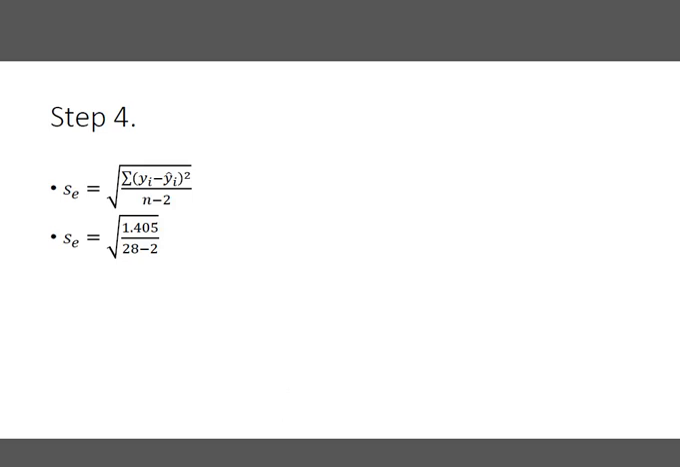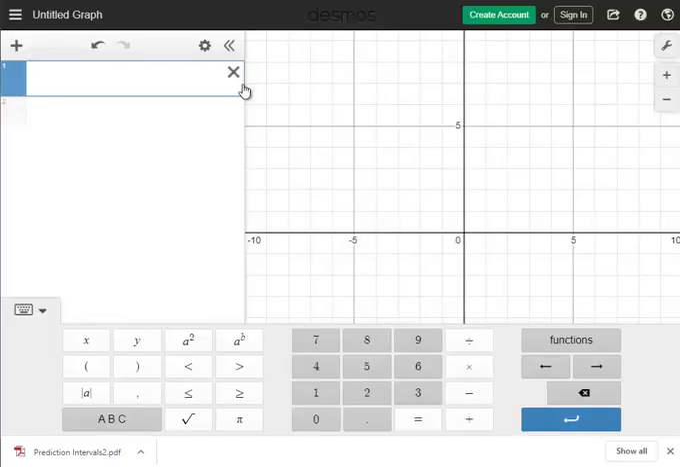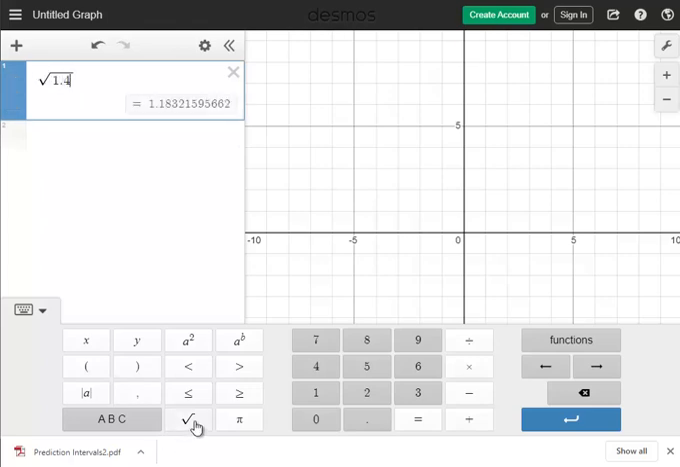Again, can't stress it enough, using Desmos for these problems would be a lot better. It's going to save you a lot of time and heartache, and you won't have to worry too much about order of operations. So 1.405, we're going to divide that by 28 minus 2, and that would give us automatically the answer. As long as you type it in the way it looks in your equation, the order of operations will take care of itself. So this standard error is 0.232.